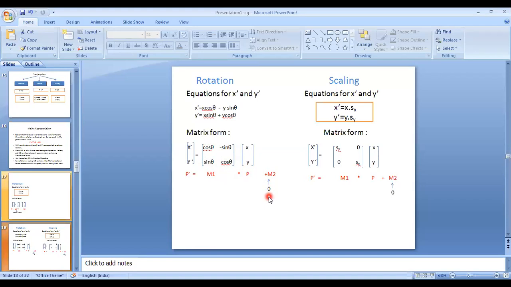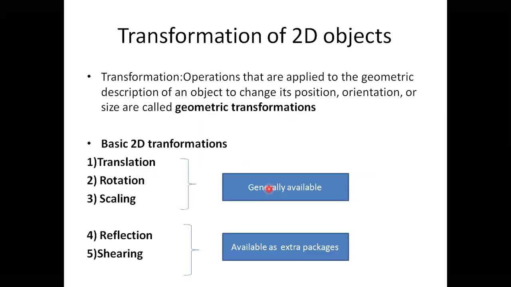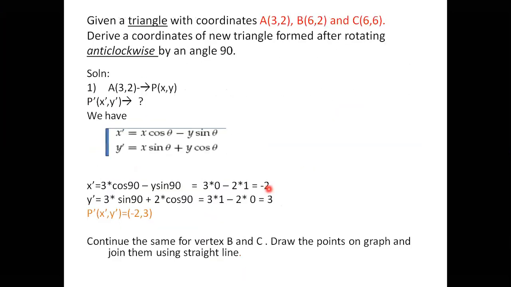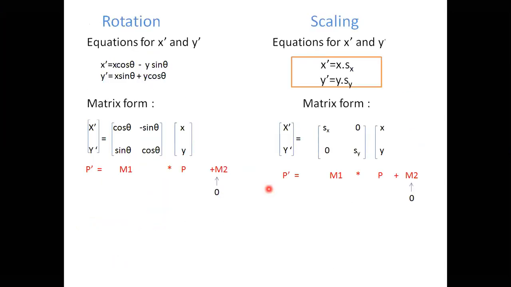Okay, fine. So on the same lines, now coming to scaling. For scaling, we have formulas for x dash and y dash. So x dash is equal to x into sx, y dash is equal to y into sy. Now x dash y dash, I know, is nothing but my p dash, which is a column matrix. So this x into sx, y into sy, I need to convert into matrix format.